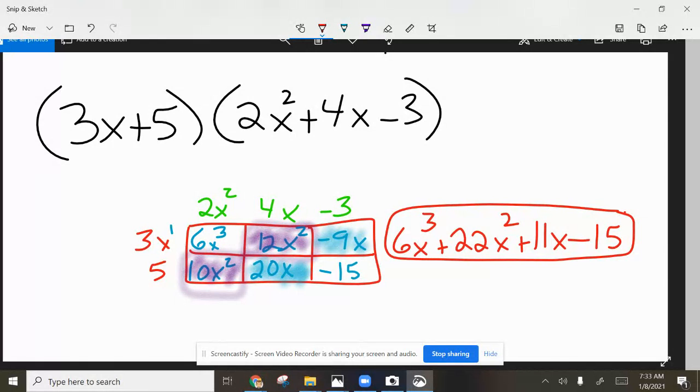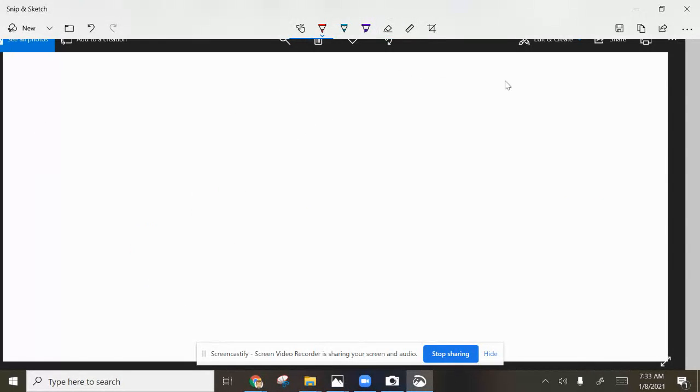So let's go ahead and do a couple more on your own. All right, let's try one here. Now my binomial isn't always going to be so nice and clean. Look at this one.